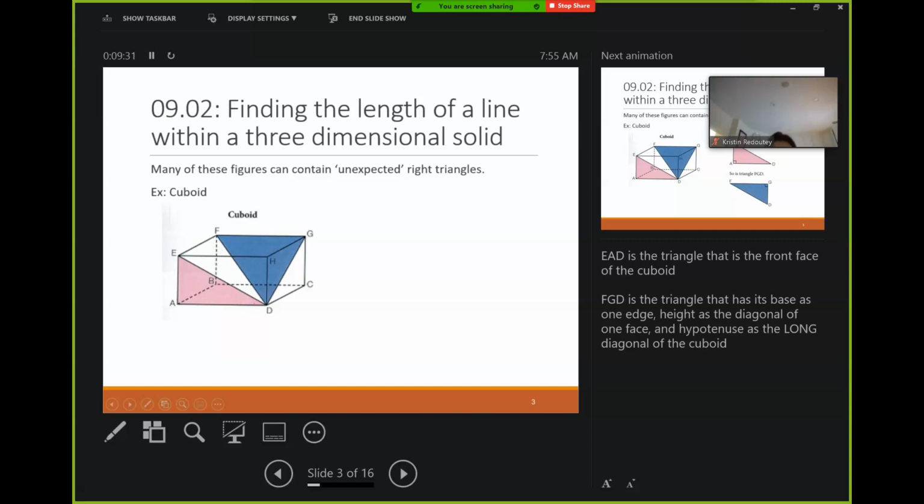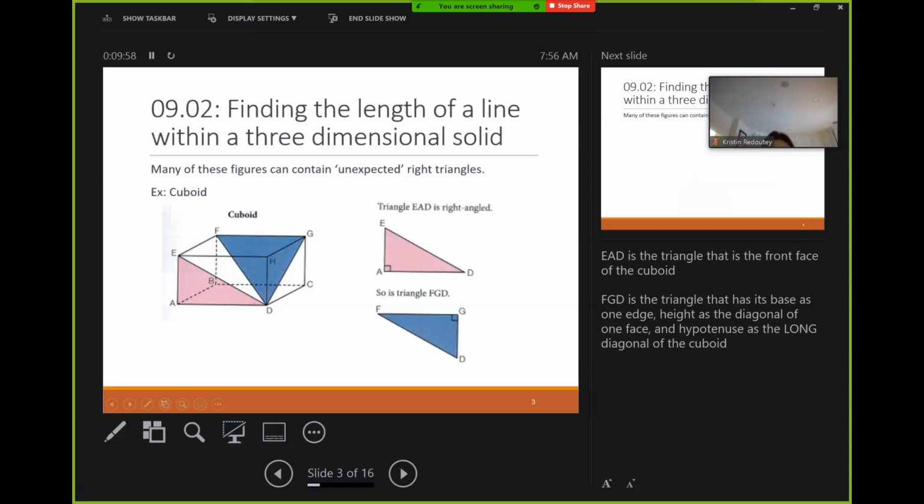Now we know that this is a right triangle because the faces of our cube are intersecting at a right angle. So the face FBCG intersects the face GHDC at a right angle. And since FG is on that face and GD is on the other face, they must also be intersecting at a right angle. So this angle FGD is our right angle in that other triangle. Is everybody okay with that idea?